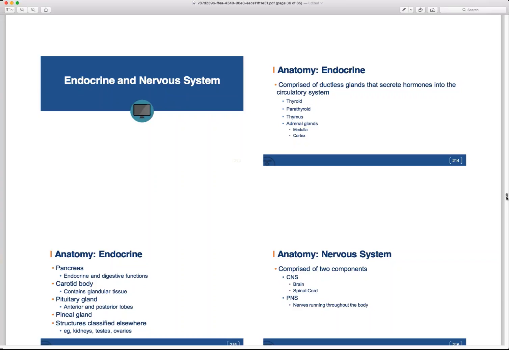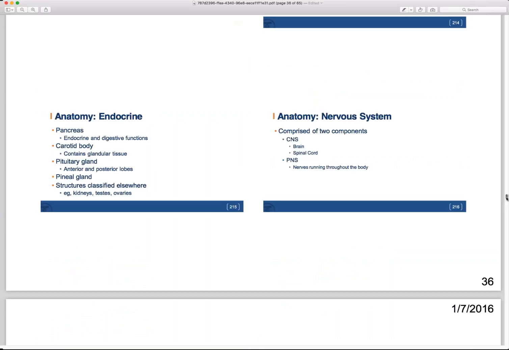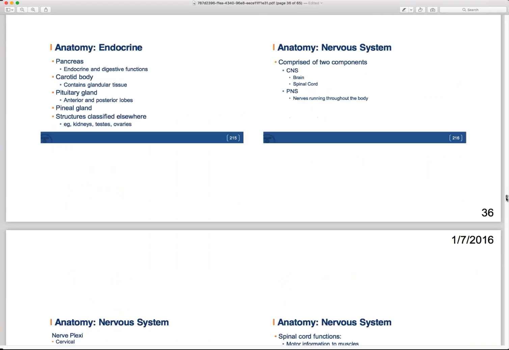And the nervous system, remember the nervous system is comprised of two parts. They have the CNS and the PNS. CNS, central nervous system, consists of the brain and the spinal cord, and PNS is peripheral nervous system.